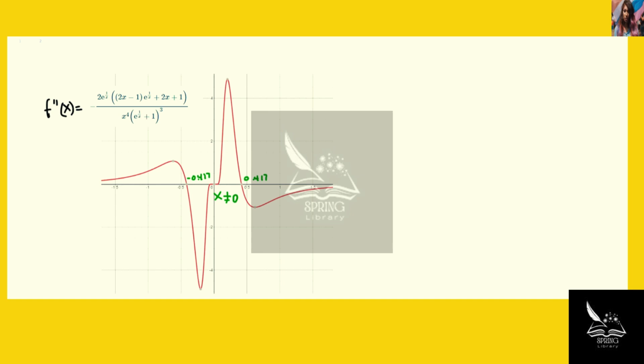All right. Now, if we want this to be concave up, we want to find where f double prime is strictly larger than 0. So that's going to be from negative infinity up until negative 0.417, union with, starting at 0 up to 0.417. So that will be our interval where it is concave up.